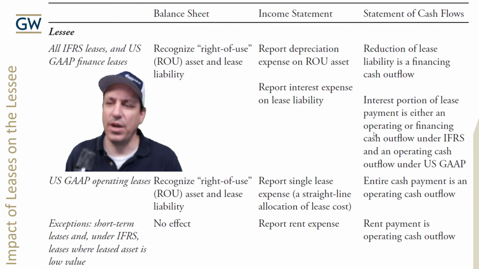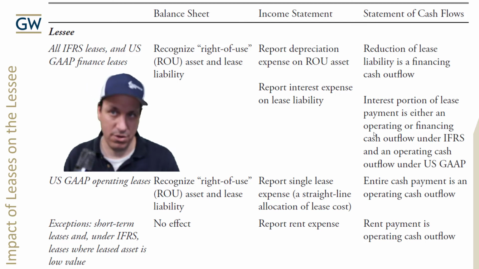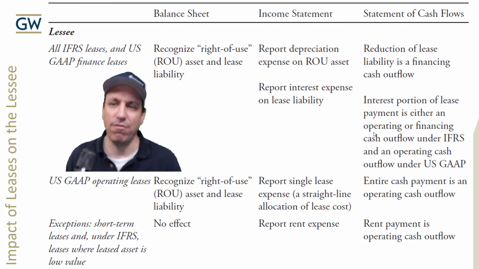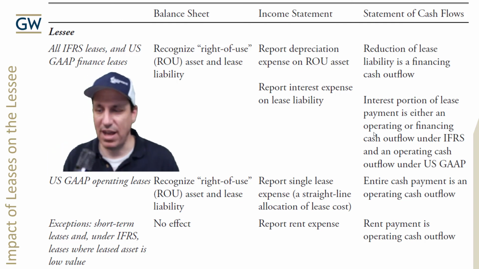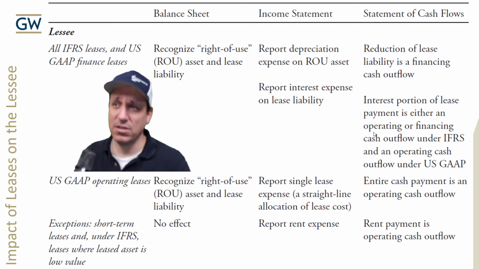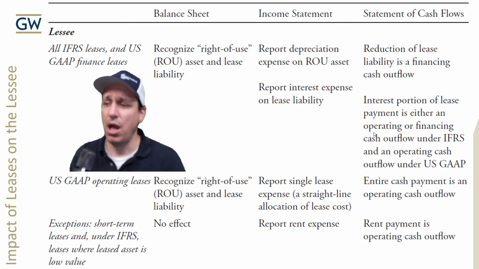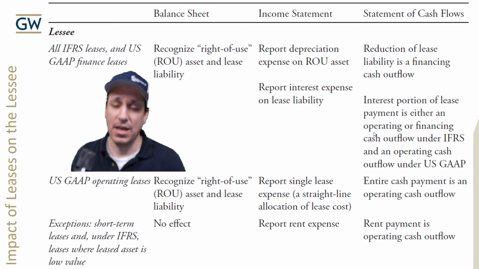and we're going to make that part of operating. For US GAAP operating leases, you recognize a right of use asset and a lease liability, just like under finance leases. You report a single lease expense, and then the entire cash payment is an operating cash outflow for US GAAP. And the exceptions include short-term leases, and under IFRS, leases where the asset is low in value. There's no impact on the balance sheet on these short-term leases. They report rent expense, and the rent payment is an operating cash flow. And that's a quick introduction to leases.